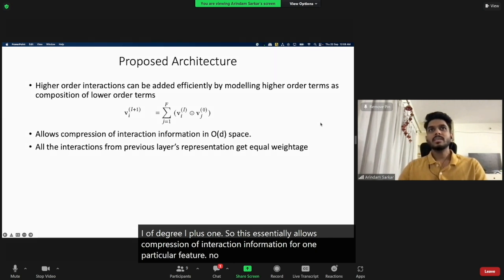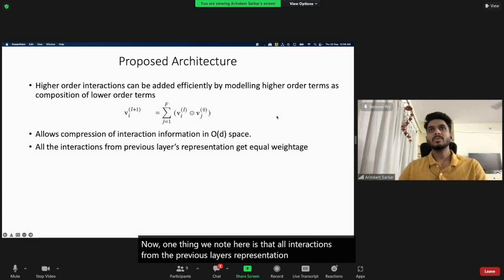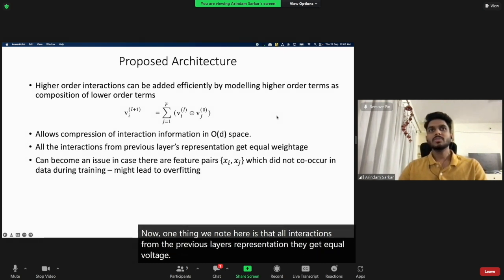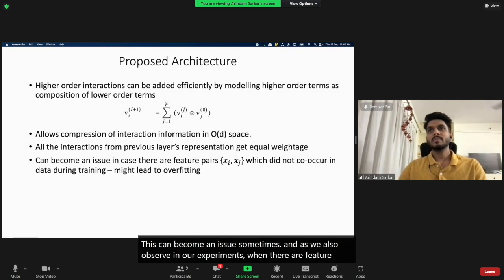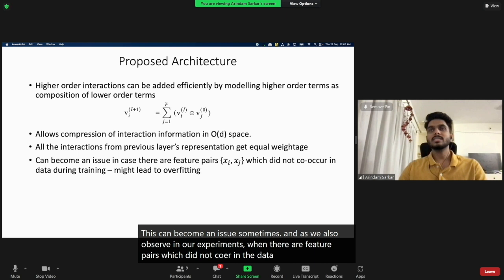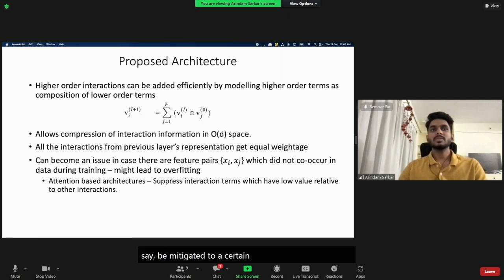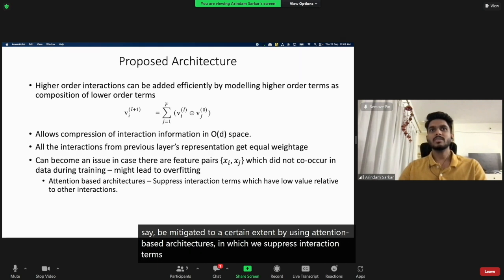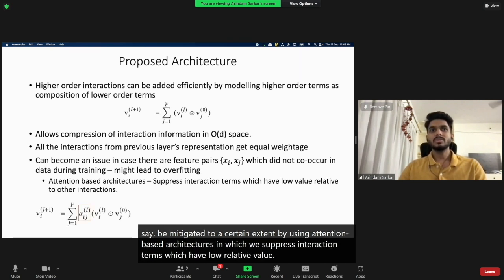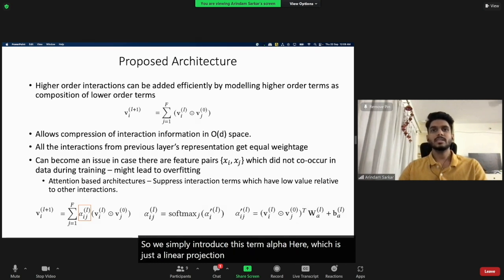Now, one thing we note here is that all interactions from the previous layer's representation get equal weightage. This can become an issue sometimes, and as we also observe in our experiments, when there are feature pairs which did not co-occur in the data during training, it leads to overfitting. This can be mitigated to a certain extent by using attention-based architectures in which we suppress interaction terms which have low relative value. So we simply introduce this term alpha here, which is just a linear projection of the interaction terms.